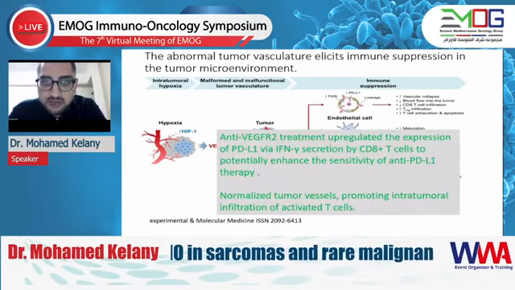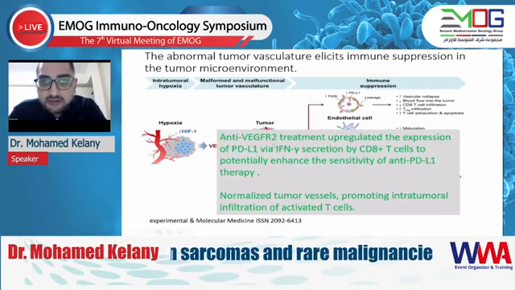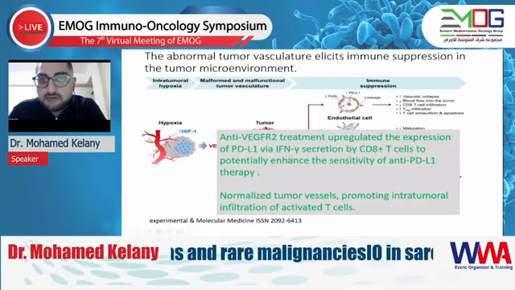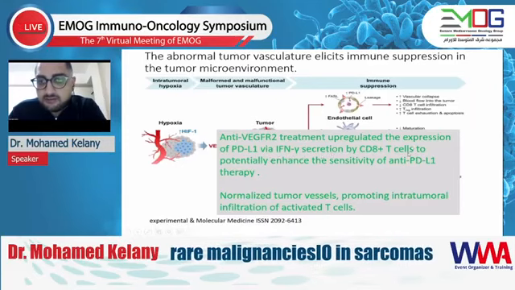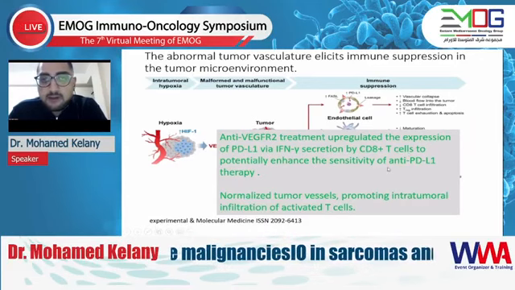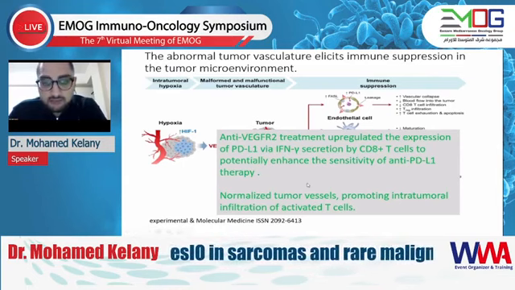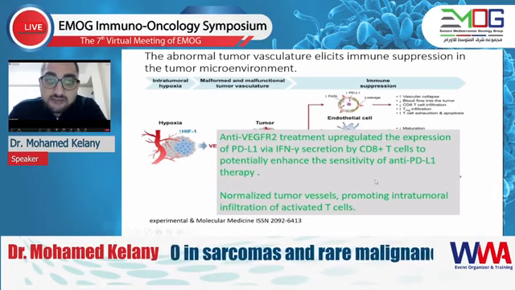In vitro studies show that the combination of anti-VEGF with IO leads to upregulation of PD-L1 expression via interferon gamma secreted by the activated T cells, enhancing the sensitivity or the activity of anti-PD-1 therapy. Also, anti-VEGF therapy normalizes the tumor vessels and improves infiltration of the activated T cells.